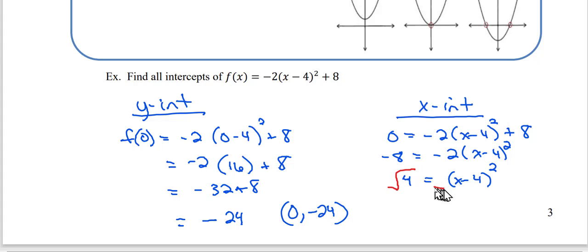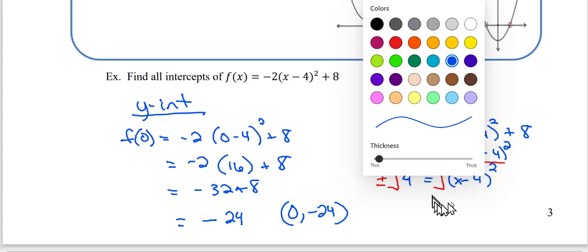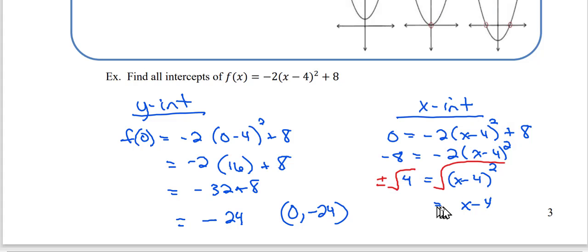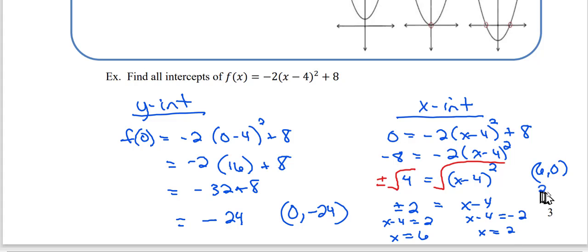Square root both sides of this. When I do that, I have to remember my plus or minus. And then I get x minus 4 is plus or minus 2. x minus 4 is 2 gives me x equals 6. x minus 4 equaling -2 gives me 2. So my x-intercepts are (6, 0) and (2, 0).